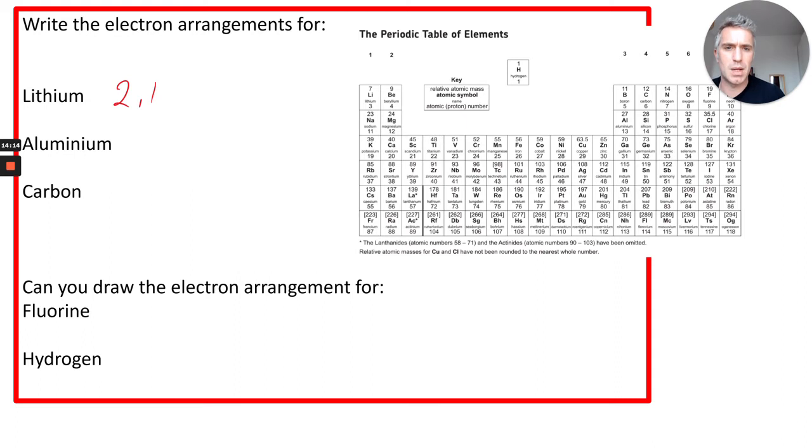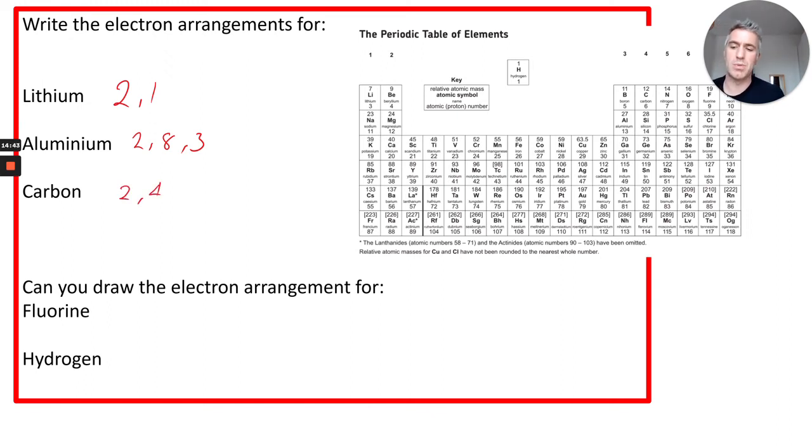Aluminium. There's my little mouse. Mouse is not working. Aluminium is in period 3. And group 3, period 3, group 3. So it has 3 shells, so we need 3 numbers, and the last one has to be 3. So it goes 2, 8, 3. Carbon is in period 2, and it is group number 4. So its last number has to be 4, and they have to have 2 numbers, so 2, 4.